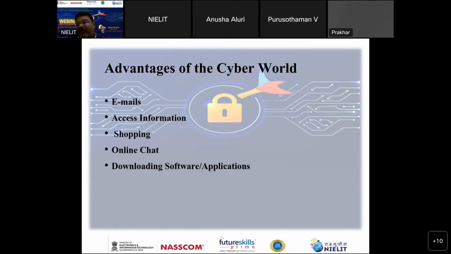In the same way, accessing information. Previously, if we wanted any information, we would go to the libraries or to the bookshop, purchase some books, and then study those books, and in that way we accessed information. But nowadays, with the help of computers or the internet, we can access information within a fraction of a second. These things are at our fingertips.